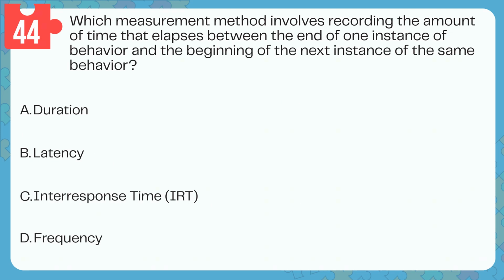Question 44. Which measurement method involves recording the amount of time that elapses between the end of one instance of behavior and the beginning of the next instance of the same behavior? A. Duration. B. Latency. C. Interresponse time, IRT. D. Frequency.